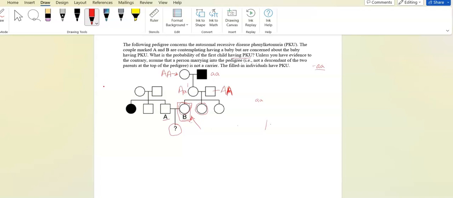We do a Punnett square, and it's pretty straightforward. We have big A, big A for this parent, and for this other parent, we have big A and little a. So we can work out the Punnett square, and you can see that the probability that they're going to be a carrier is 1/2.